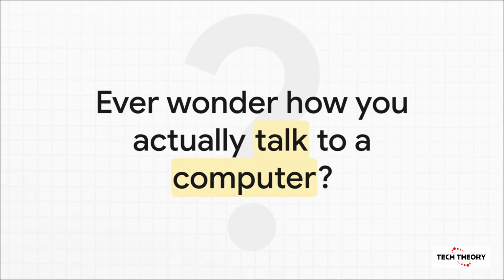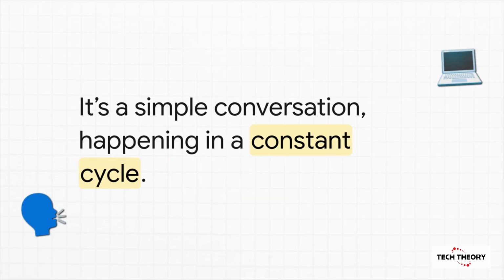So let's just start with that big question. How do all the ideas in your head, the commands you want to give, actually get inside this machine? And just as important, how does the machine talk back to you? It turns out the secret is that it's all just a continuous back and forth. It's a loop. You say something, the computer listens, it thinks for a second, and then it replies. This simple cycle is happening constantly, every single moment you're using a device.